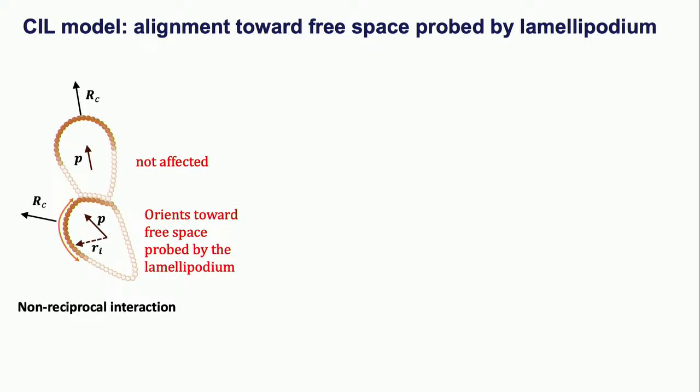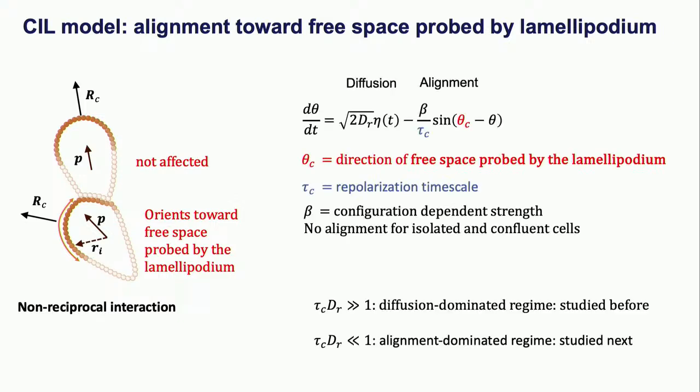So what we do, we identify this direction, and then we introduce an alignment interaction between the polarity and this direction, which we define somehow as the direction of the free space probed by the lamellipodium. So you need to introduce a typical time scale for the alignment, and also an alignment strength. The alignment strength is going to depend on the structure, because when you don't have any free space, you are not going to have any alignment. Okay? So this beta is going to depend on the structure, how many monomers are in contact, these kinds of things, and we have an answer for this.